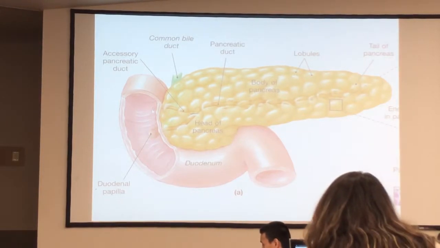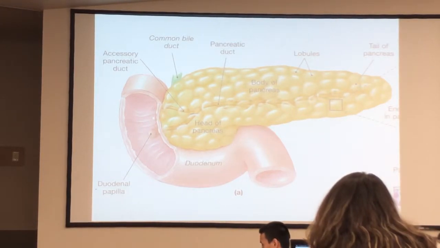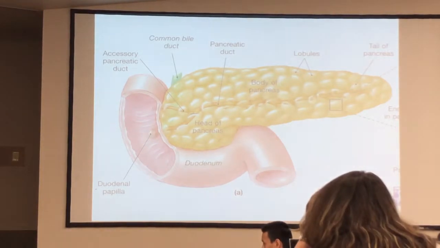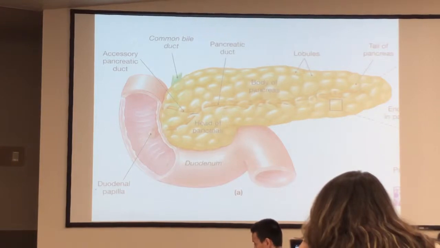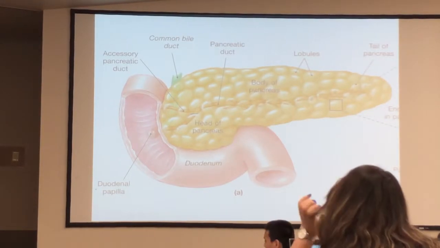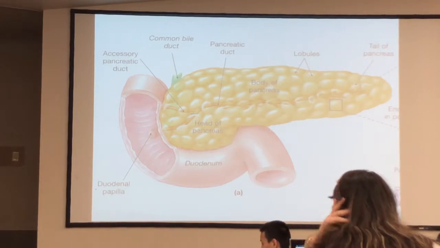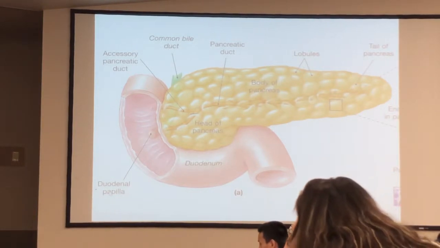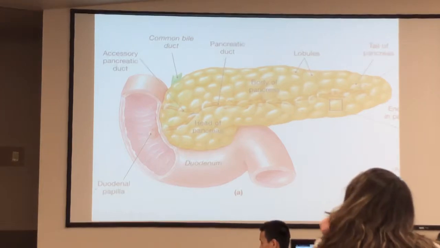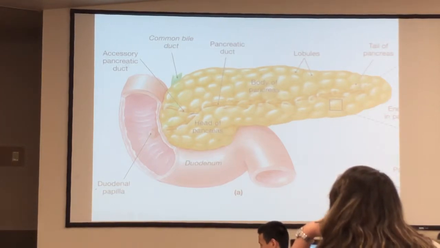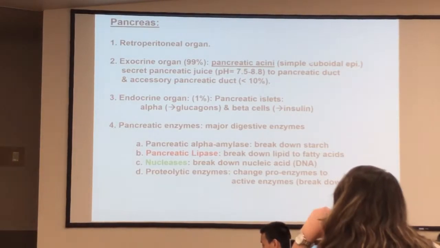So all the enzyme or buffer from the pancreas only has two exits. Okay, one is this one, together with the common bile duct, joined together. And we call it the duodenal papilla because it is enlarged. And the other one goes to the accessory pancreatic duct. All right, and it has a lot of lobules. Let's take a look at this one.